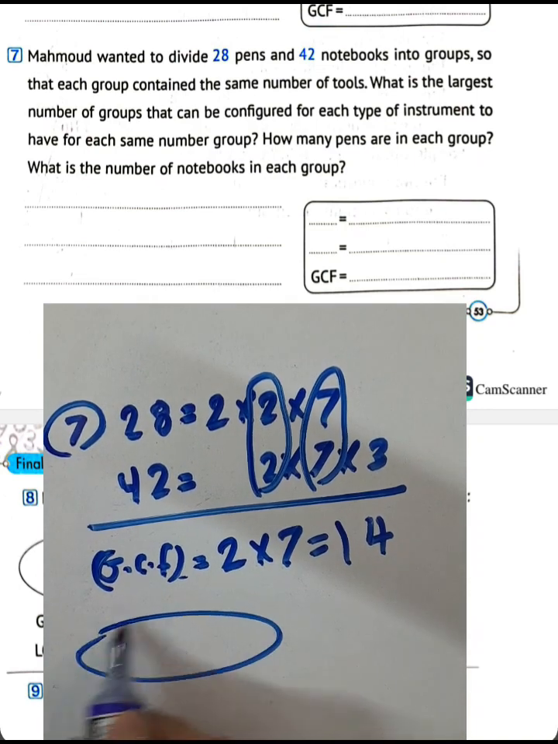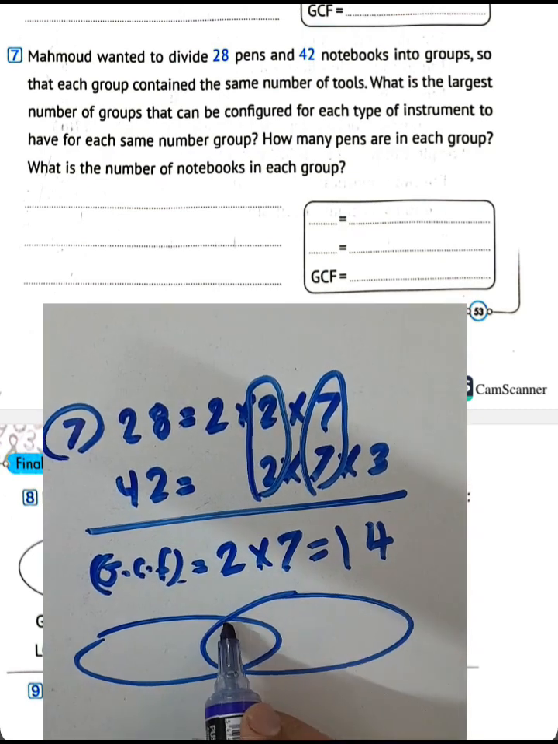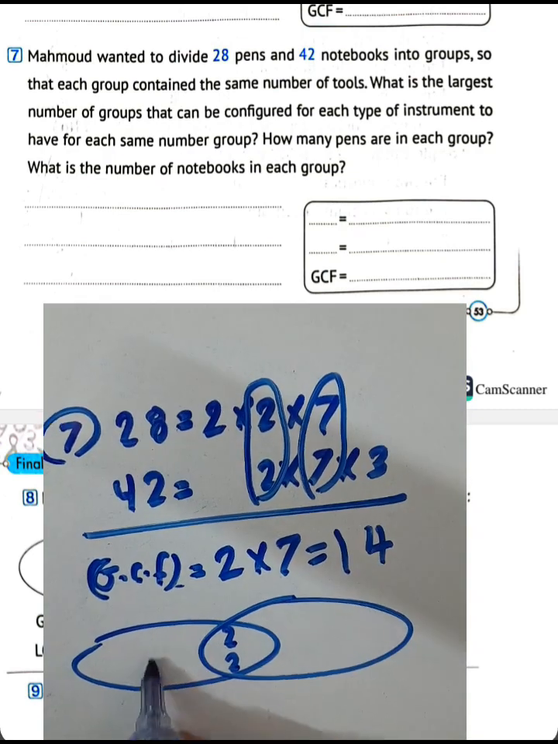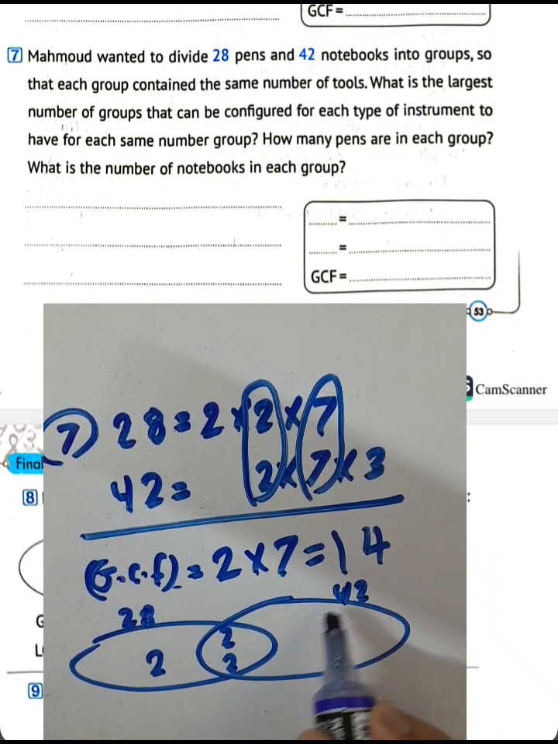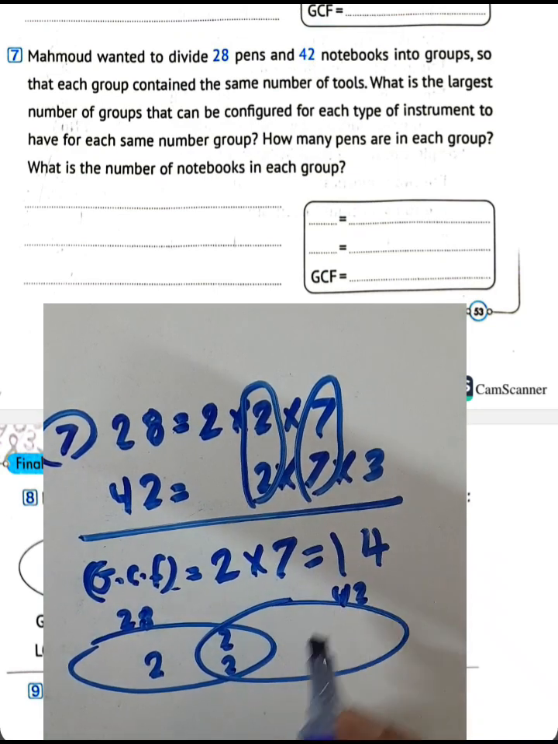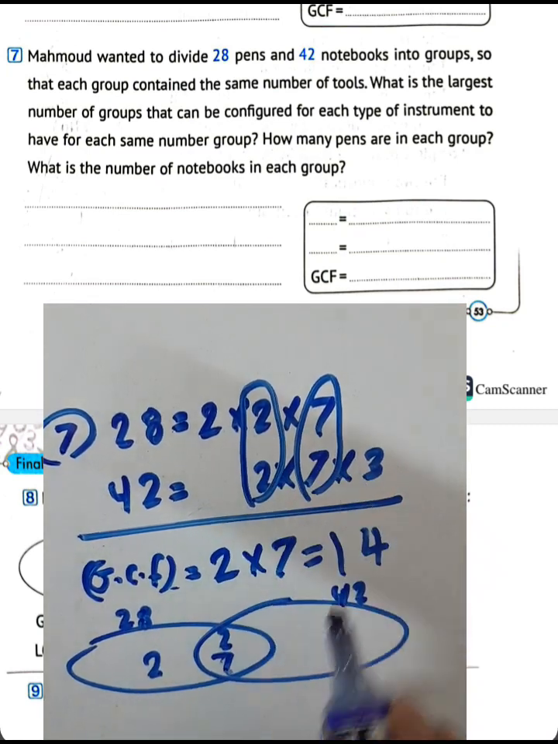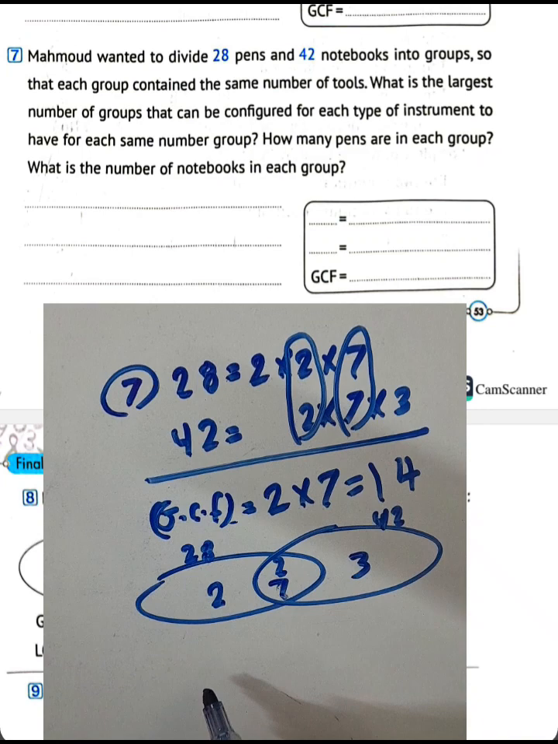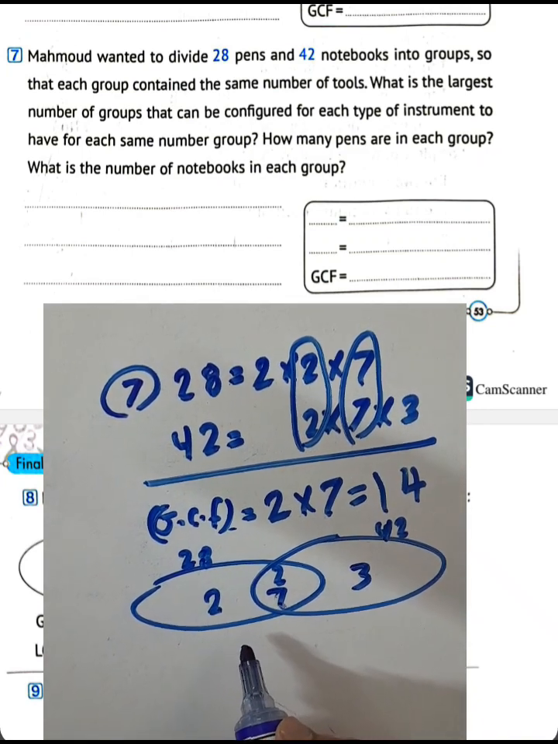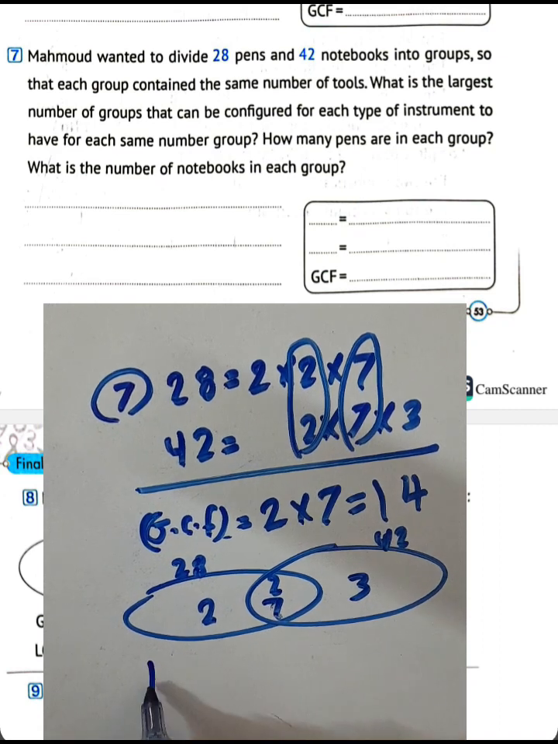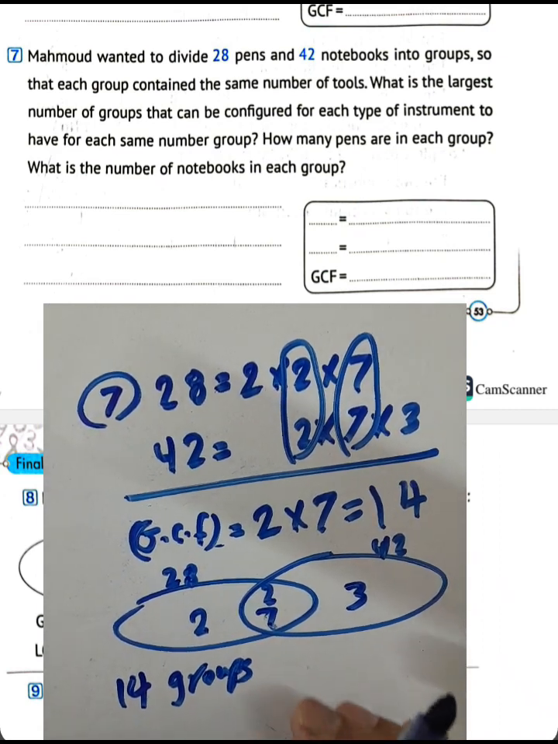And then we can write it by using factorization. Write the common number here, 2 and 2, and the result here would be 2. The first number was 28, and the second number 42, 2 and 2, 2 and 7, okay, it was 2 and 7, and here 3 outside. Then the greatest common factor will be 2 times 7 equals 14. So we will have 14 groups, okay.